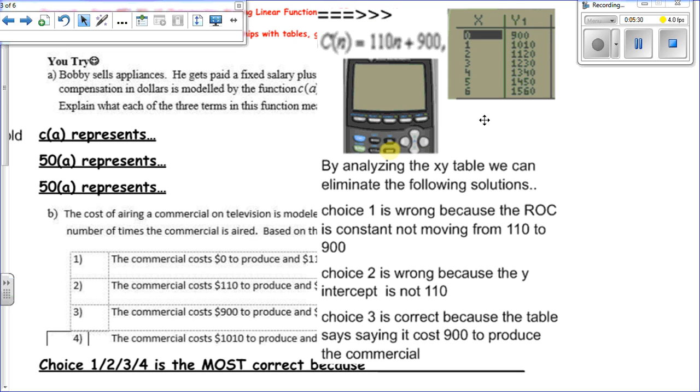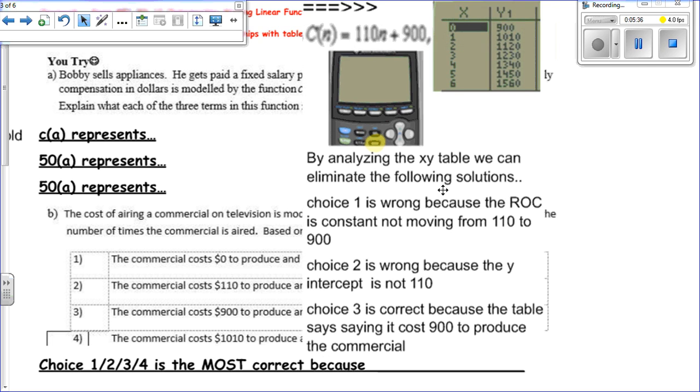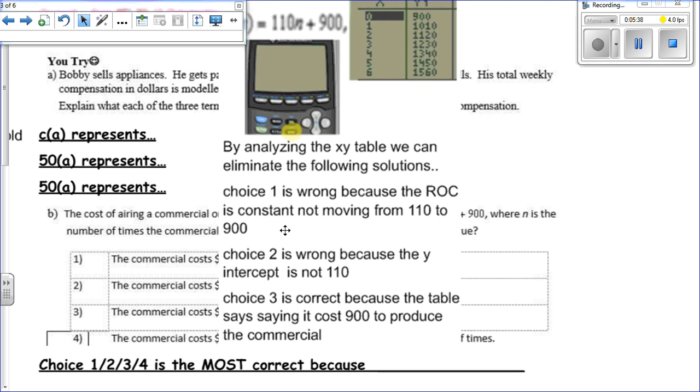Well, let's look at choice one. It's wrong. The rate of change can vary from 110 to 900? What? Now, rate of change doesn't do that. Okay, what about choice two? It's wrong because the y-intercept is not 110. Well, what is the y-intercept? Oh, there you go. There's the y-intercept right there.